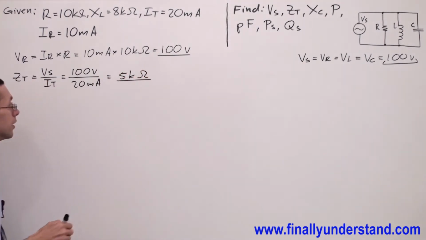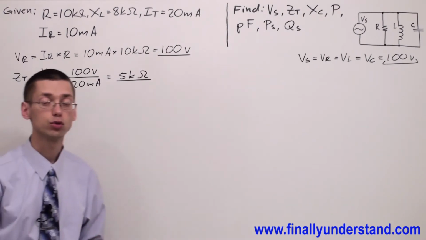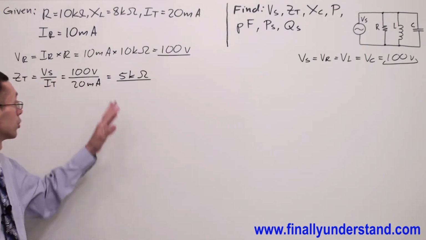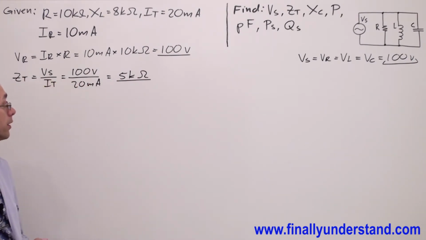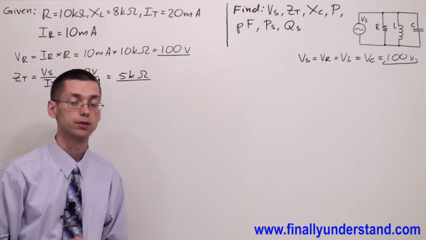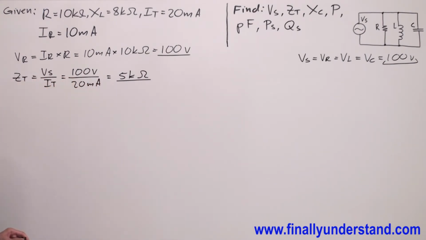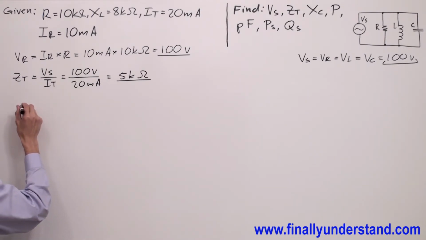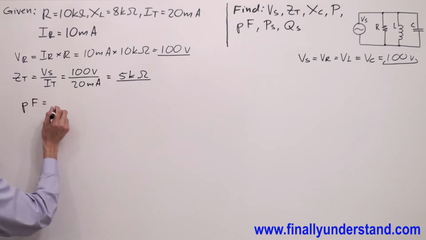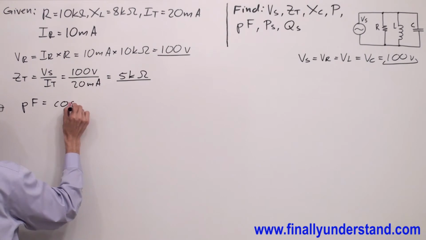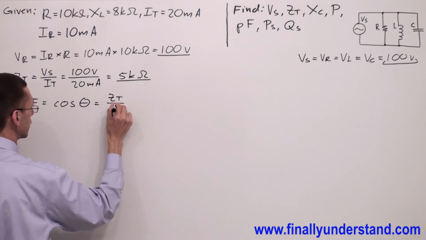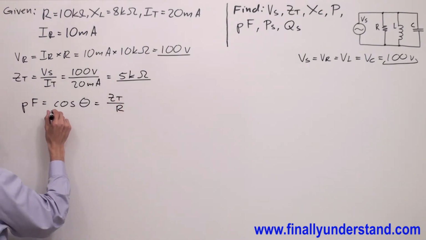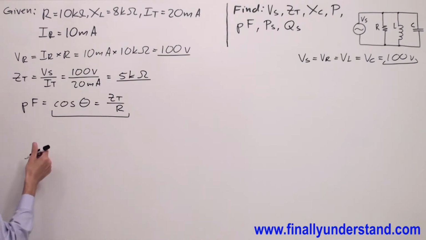Please notice that our answer is not complete. We're supposed to find the angle. Z total is supposed to be expressed in terms of the phasor form, the polar form in our case. So we have to find the angle. So what we're supposed to do? We're supposed to write the formula for power factor. Power factor is equal to cosine of angle theta, and this is equal for parallel circuit to Z total over R. I'm going to use this part of the formula to find angle theta.